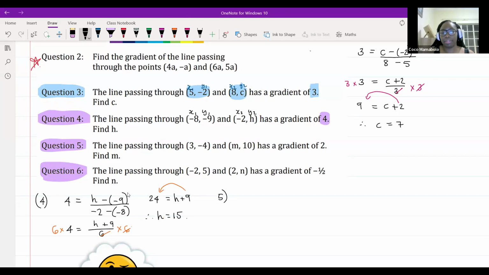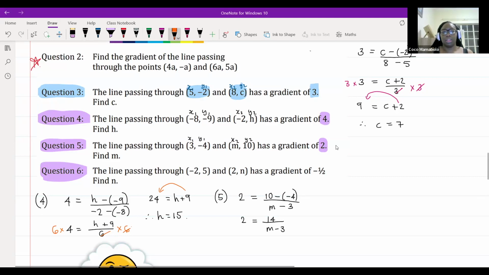Let's look at number 5. Number 5, again, they've given us the gradient. We know that we're going to replace m with 2. So I should get 2 is equal to, again, let's number x1, y1, x2, y2. Question 5 is going to be a little bit trickier. So over here, we're going to get 2 is equal to y2, which is 10, minus -4, over x2, which is m minus 3. Right, so if I simplify this, I should get 2 is equal to 10 minus -4 will give us +4. So 10 plus 4 will give us 14 over m minus 3.